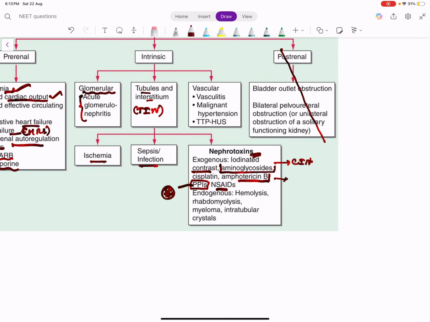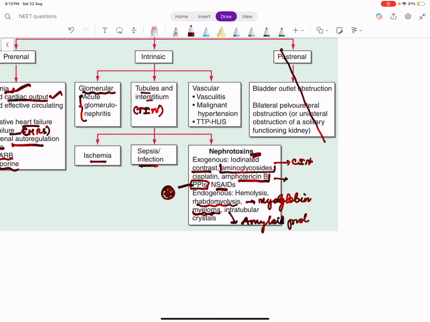Then anything can obstruct the tubules, because the main function of tubules, it's a tube, is reabsorbing. So anything which is obstructing, like myeloma, rhabdomyolysis. In rhabdomyolysis, what happens? Muscles break down, myoglobin gets released, myoglobin crystallizes in the tubules and causes problems. In myeloma, the myeloma cast or amyloid protein deposits in the tubules and causes renal injury.